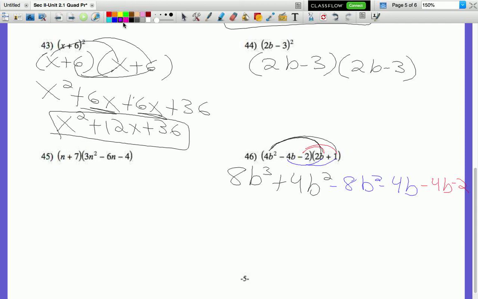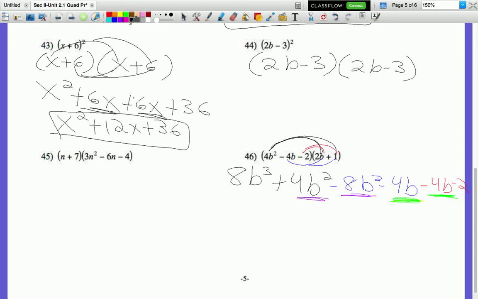Next, I combine like terms. Those two are alike. Oh, you can't really see yellow. Let's do, can you see green maybe? Then those two are alike.